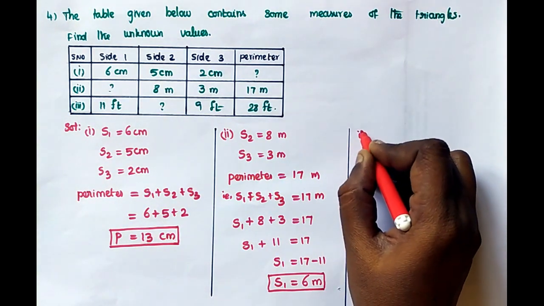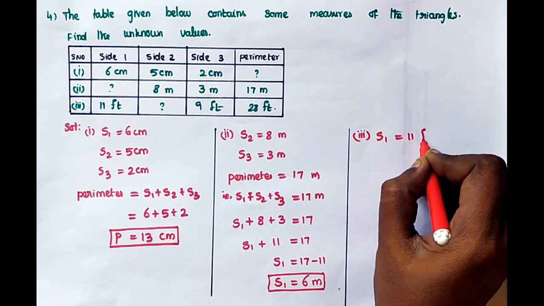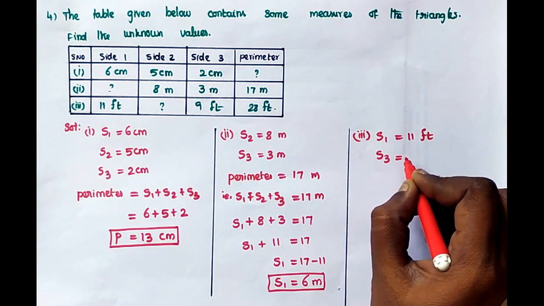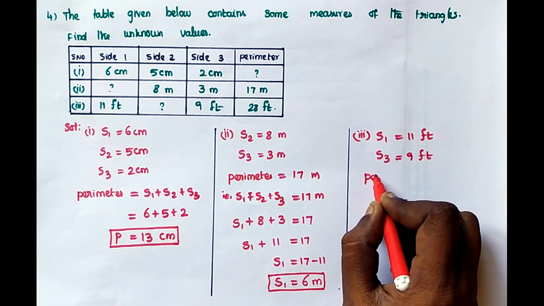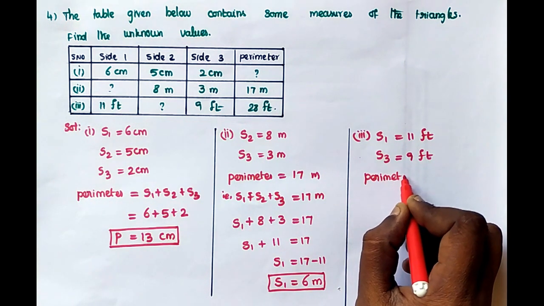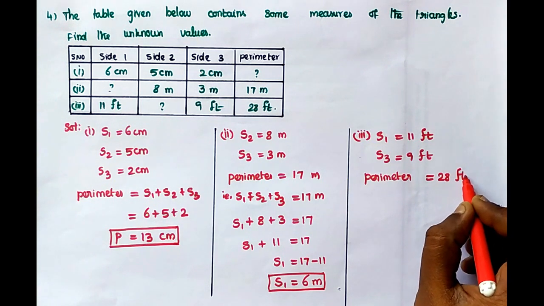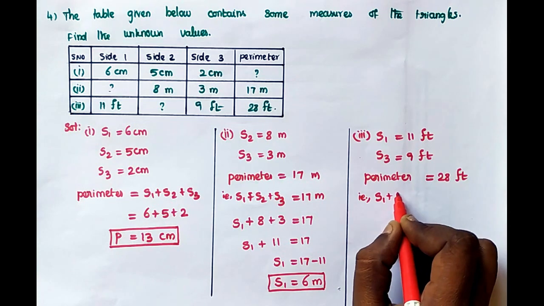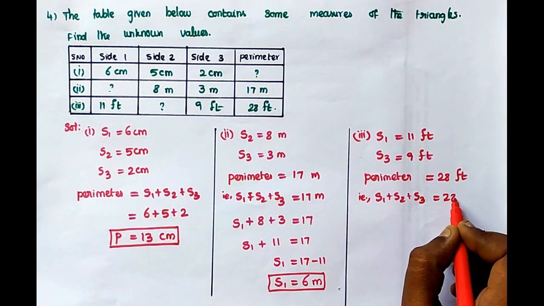Third one, S1 is given as 11 feet, and we have to find S2. S3 equals 9 feet, and the perimeter is given, perimeter equals 28 feet. That means S1 plus S2 plus S3 equals 28.